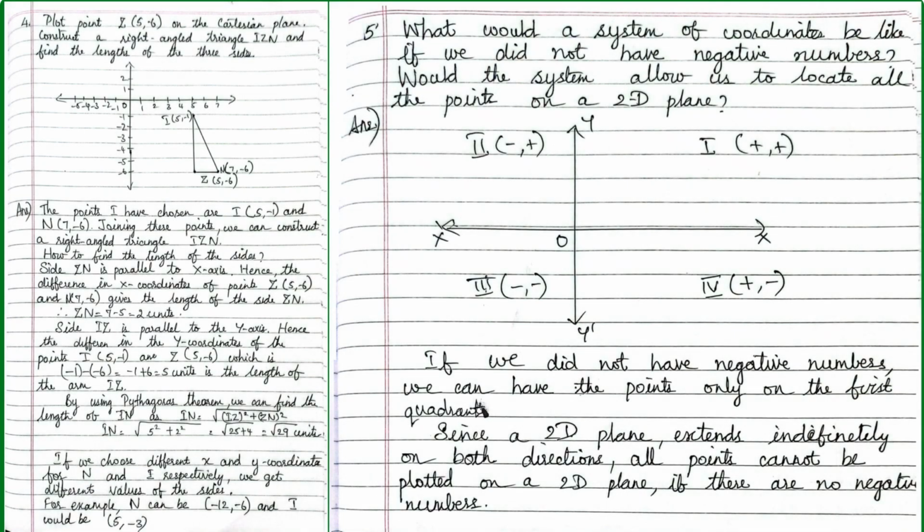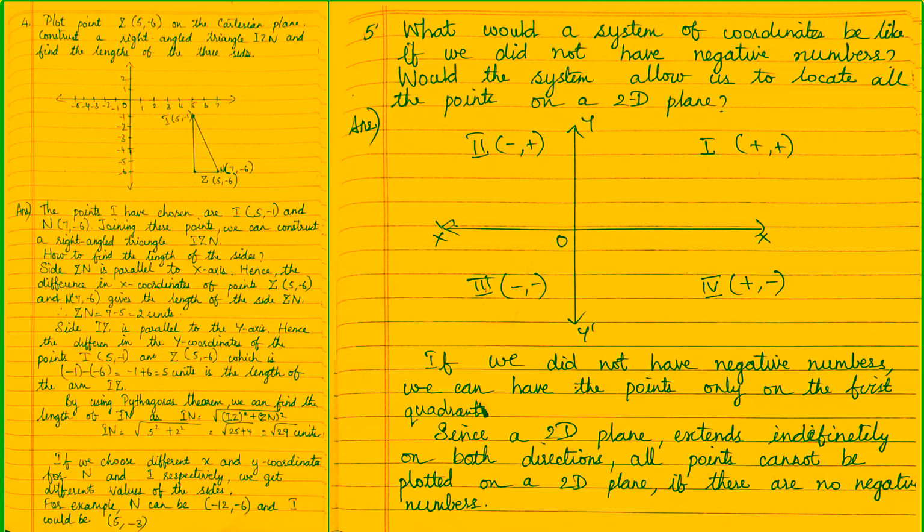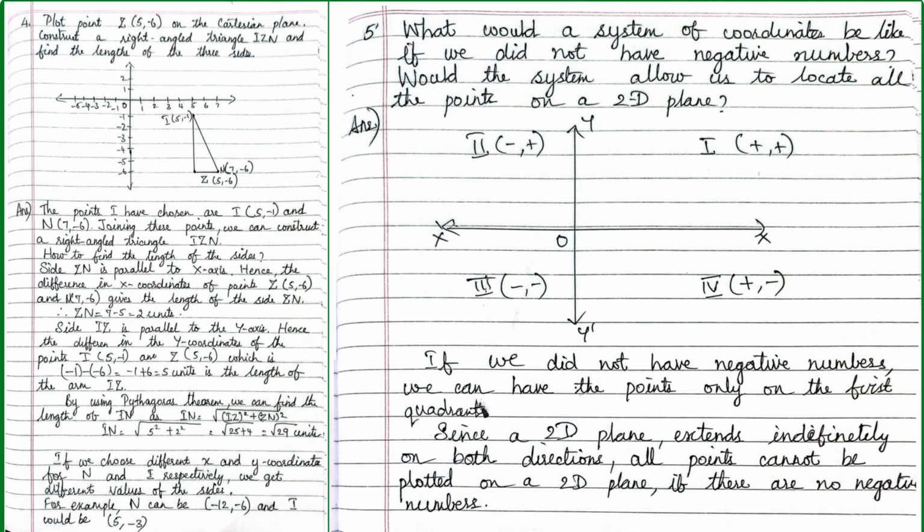Z with the coordinates 5, -6 on the Cartesian plane. Construct a right angle triangle IZN and find the length of the three sides. So we need to construct a right angle triangle, right angle at Z. The points I have chosen are I (5, -1) and N (7, -6). Joining the points, we can construct a right angle triangle IZN.